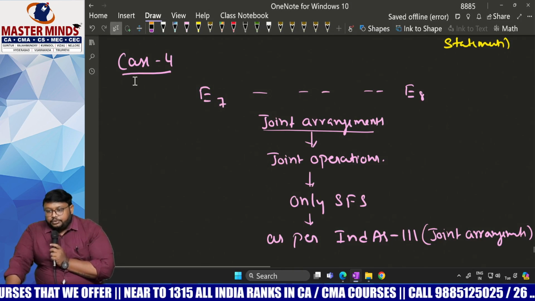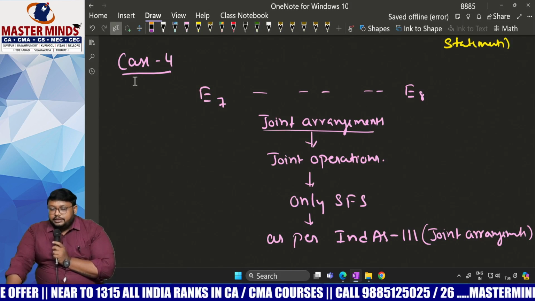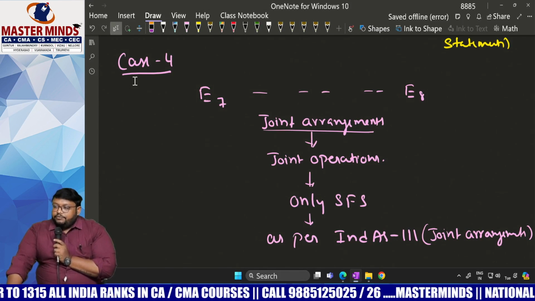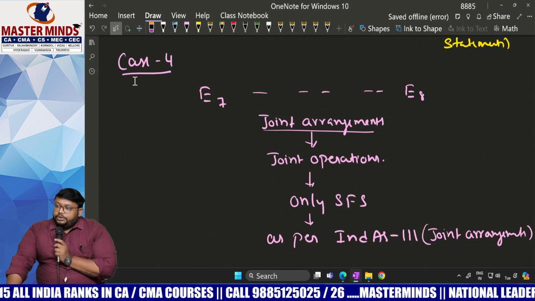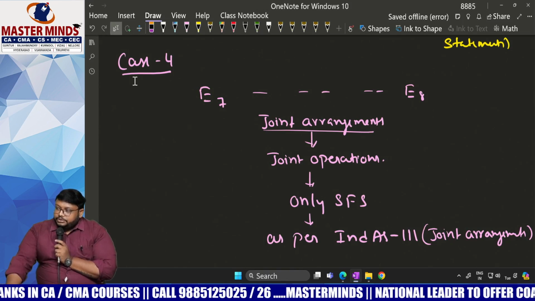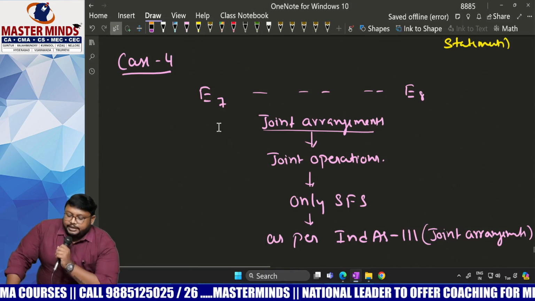This is case 4. The first case is related to normal investment. Second case, investments in associate companies. Third one, investment in subsidiary companies. And the fourth one, doing business of joint arrangements. Any two companies doing joint operations or joint arrangements, then we have to apply Ind AS 111.